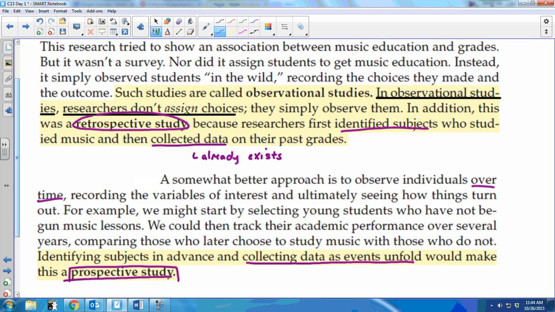Generally, if you're trying to figure something out, it's going to take time anyway. So with a prospective study, you're going to see how something progresses over time. Maybe you identify people and take some sort of measurement at the current time, and then you wait 20 years, and then you catch up. That would be prospective as well.